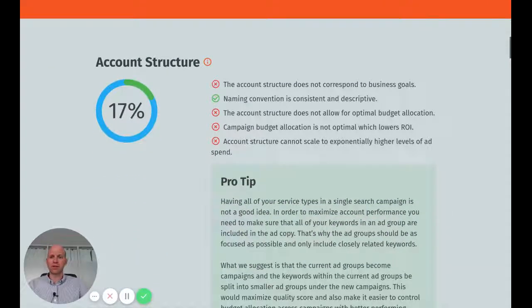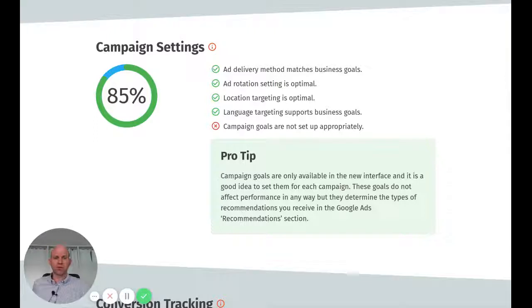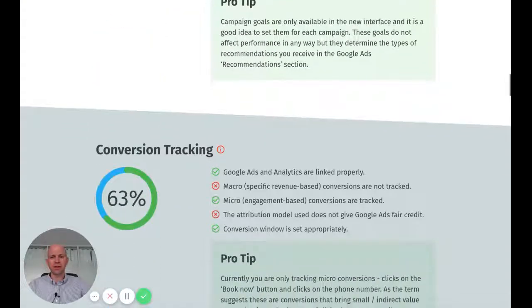So the first area is account structure, and really an account structure allows you to scale success within Google Ads. If you have an inefficient account structure, then eventually that's going to be limiting your performance and your potential. Campaign settings, these are just settings that you really want to be getting right in the beginning. Things like location targeting and language targeting and the delivery method of the ads. So we are taking a look at campaign settings.